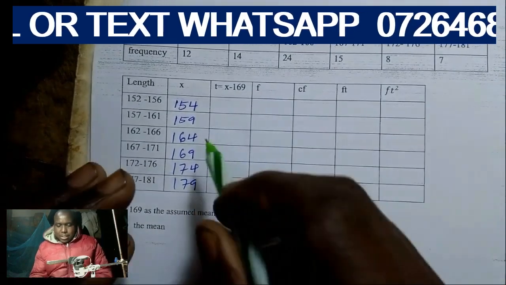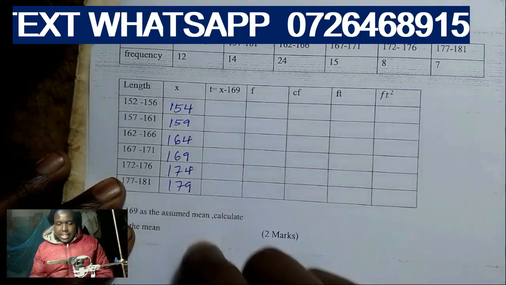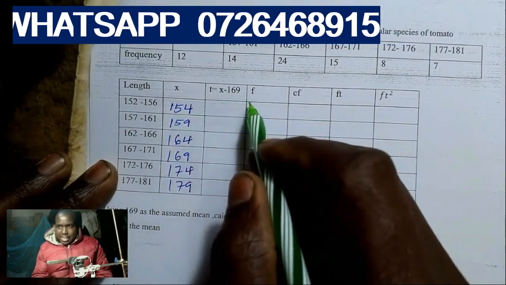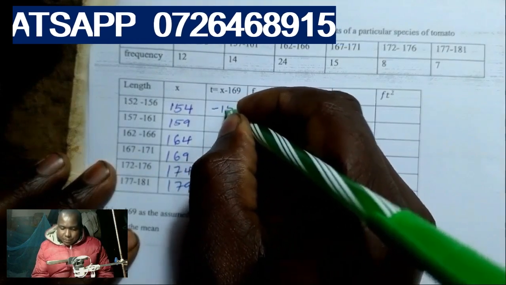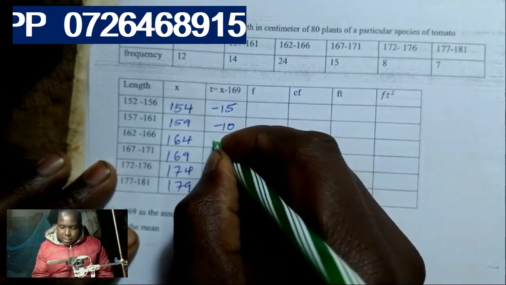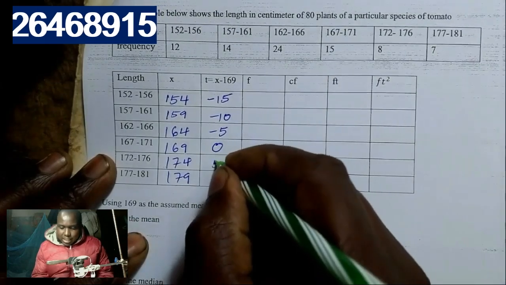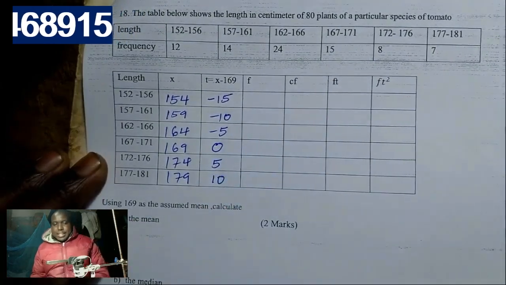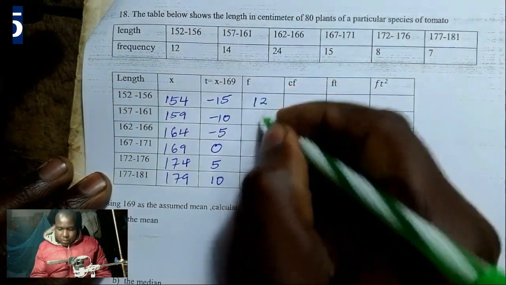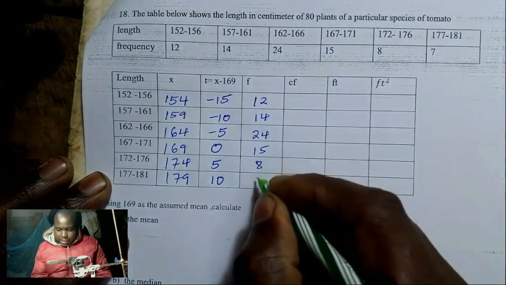So once you confirm that the class interval is the same, then you just add as you move on. Then t is equal to x minus 169. So the first one will be negative 15. The next one will be negative 10, obviously, because the class interval is 5. The next one is negative 5. Once you have done one, the others you just add and continue like that. The next one is the frequency. The frequency you copy here. This is 12, 14, 24, 15, 8, and 7.